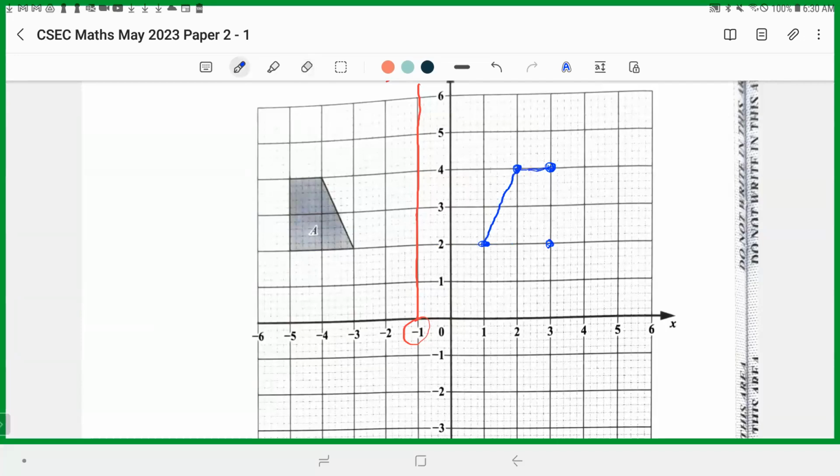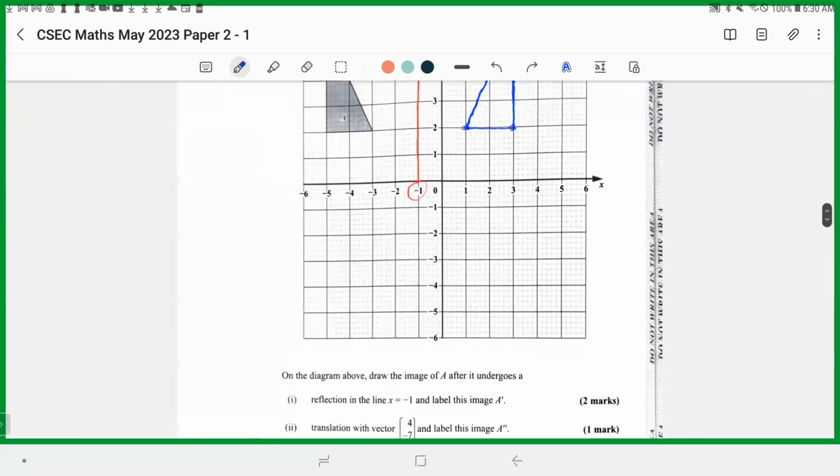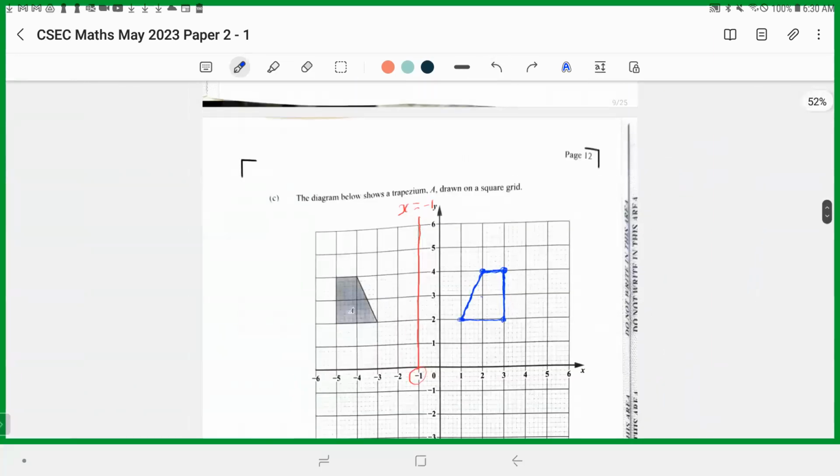All right, so do your reflection 1 point at a time just to make sure. With experience, you might only need to do 1 point and then draw the other points in place. Or to be safe, do it 1 point at a time. This is the image. They want us to label it A prime. So this is A prime.